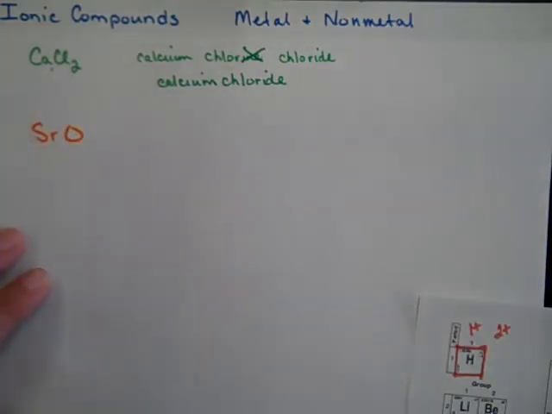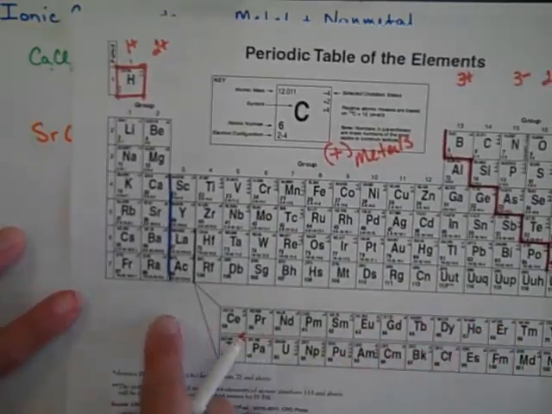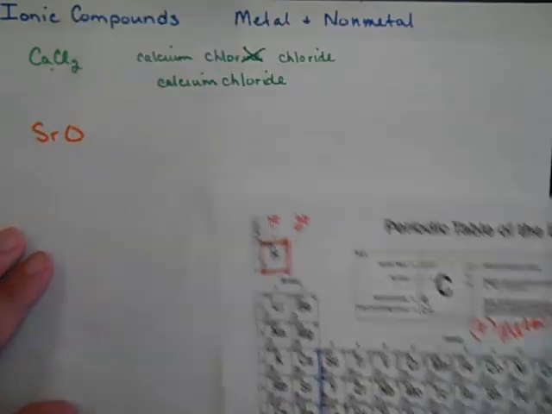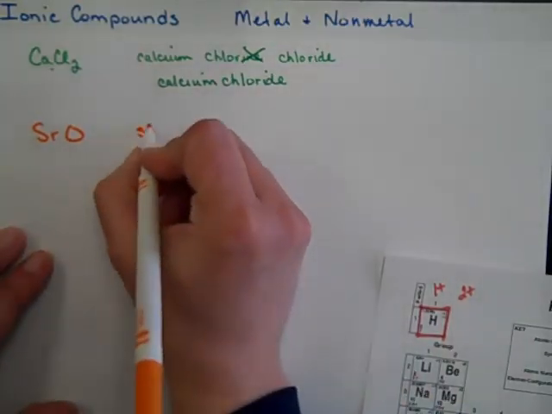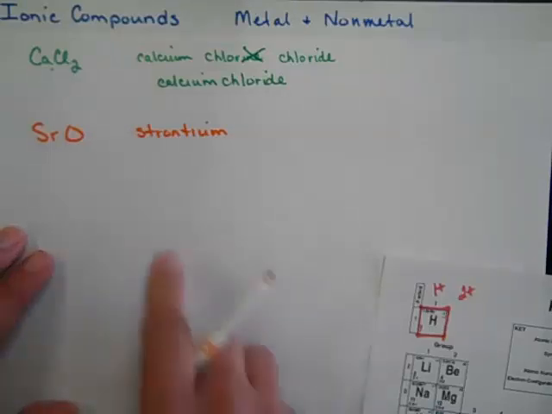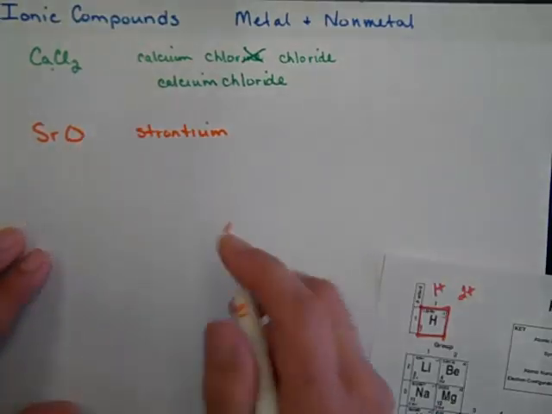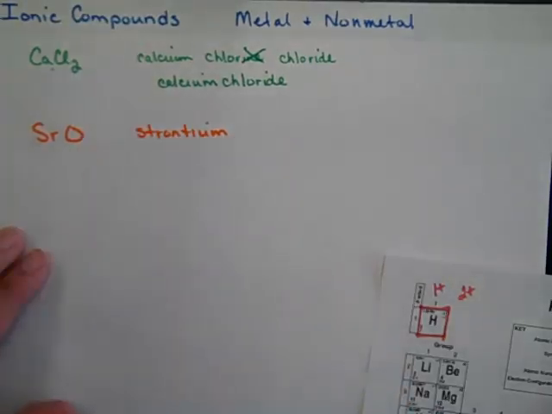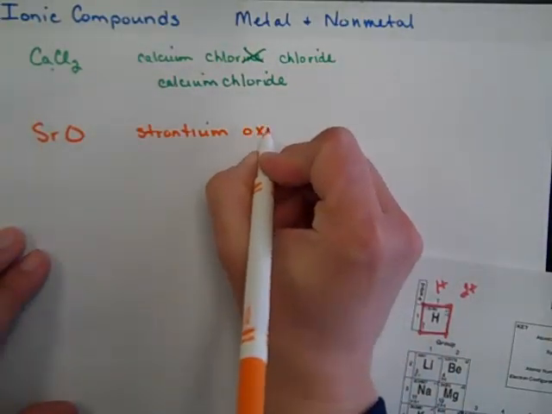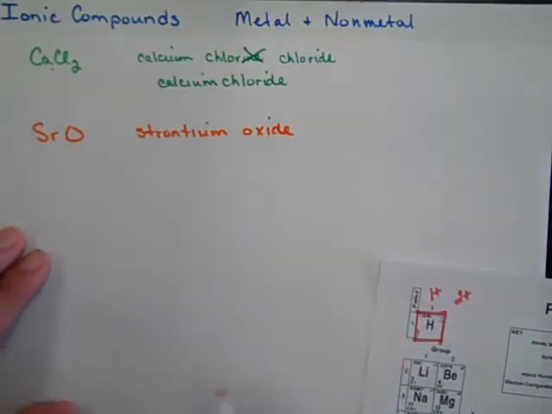What if we have these two? Well, if we look on our periodic table, we have an Sr right here, and we can look up the name, and it is strontium. O, we probably know already, is oxygen. And we're going to change the ending of oxygen to IDE. So instead of saying strontium oxygen, we have strontium oxide.